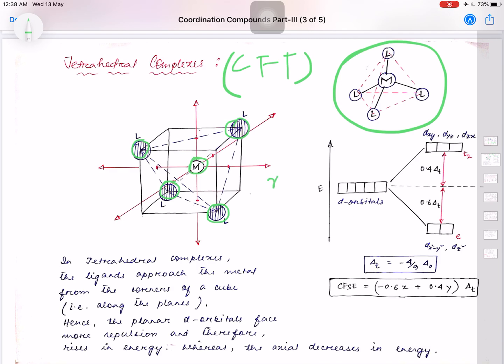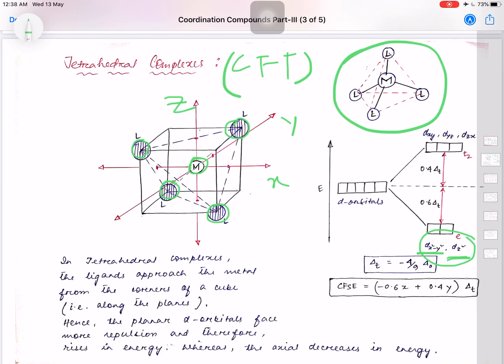So this one is your x-axis, this one y, and this one is z. Now see, the ligands are not approaching the metal along the axis, which means the axis is free from repulsion. So since the axis is free from repulsion, the axial d orbitals, dx square minus y square and dz square, will face lesser repulsion. That's why dx square minus y square and dz square come into the low energy level.